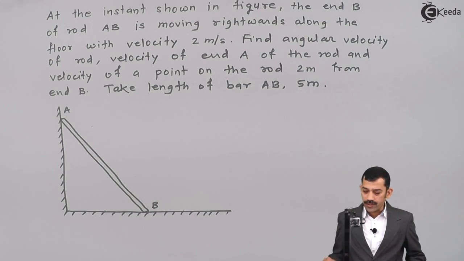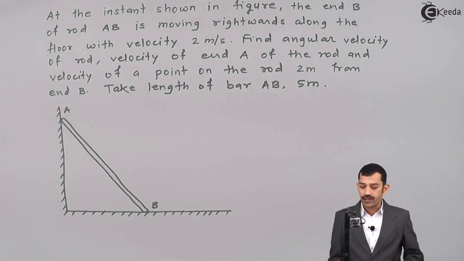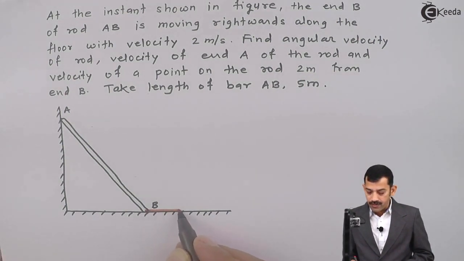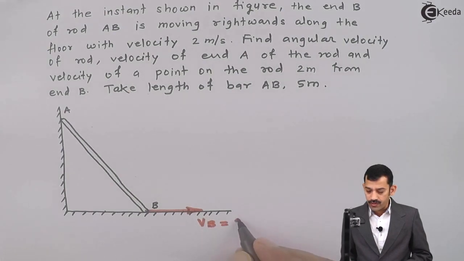In the problem, what is given: the end B of rod AB is moving rightwards along the floor with velocity 2 meters per second. That means this end B is moving rightward. Therefore, I'll represent this velocity rightward as VB, where VB is given in the problem, which is equal to 2 meters per second.